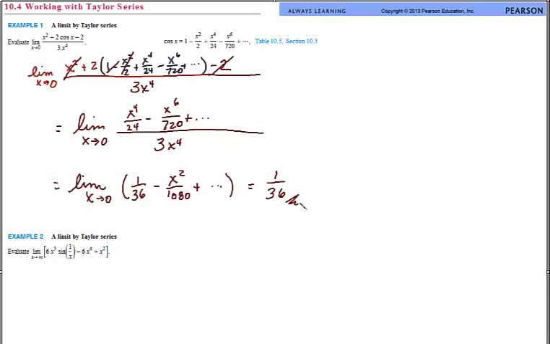Now that was fairly straightforward by using this approximation that we got previously. It wasn't necessarily easy to get this approximation because we did this in the previous section, but once we have it, we might as well use it, and it makes finding this limit a lot easier.